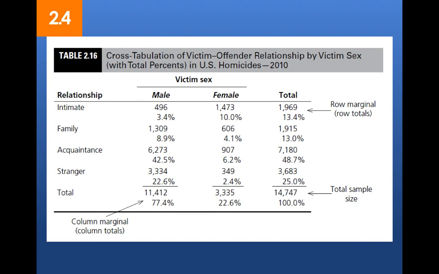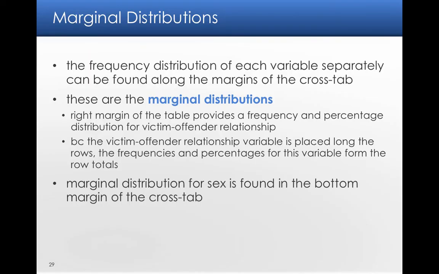You can also use row totals and row marginals. You have the total there, and then you have your row marginal. A marginal distribution is the frequency distribution of each variable separately along the margins of the crosstab. So the right margin of the table provides a frequency and percentage distribution for victim-offender relationship.